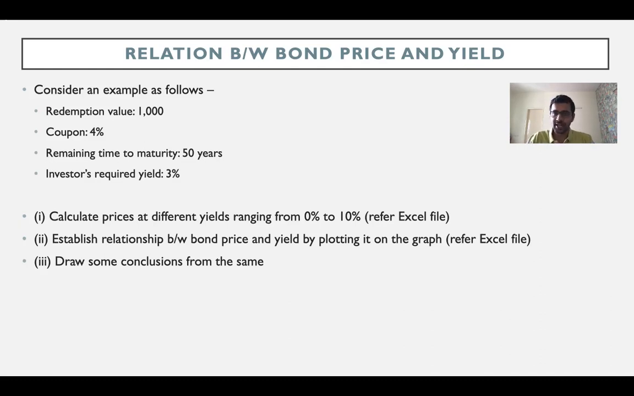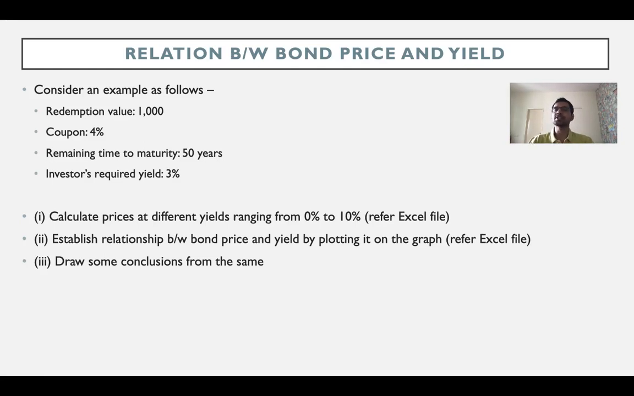Now, when I talk about yield, what I'm referring to is the discount rate that we were using at the time of finding the intrinsic value. The discount rate that we were using is nothing but YTM, and that is what I am referring to here as yield. So we are going to study the relationship between price and yield, which means we are going to keep changing yields and see the impact that the change in yield will have on the price.